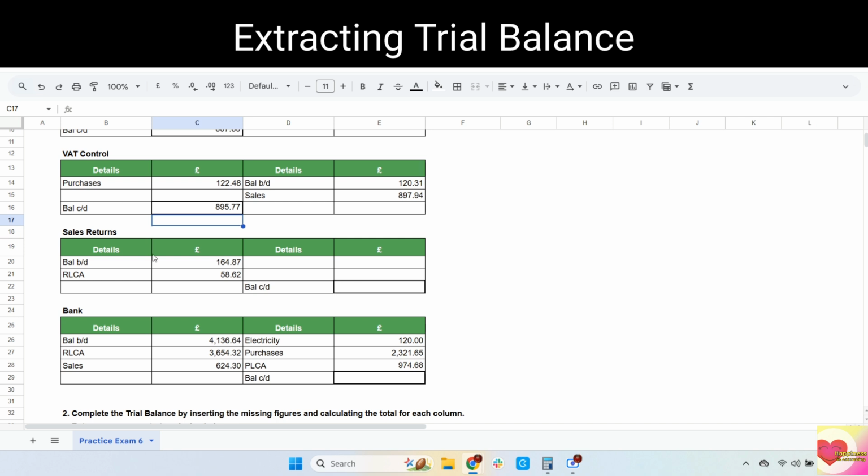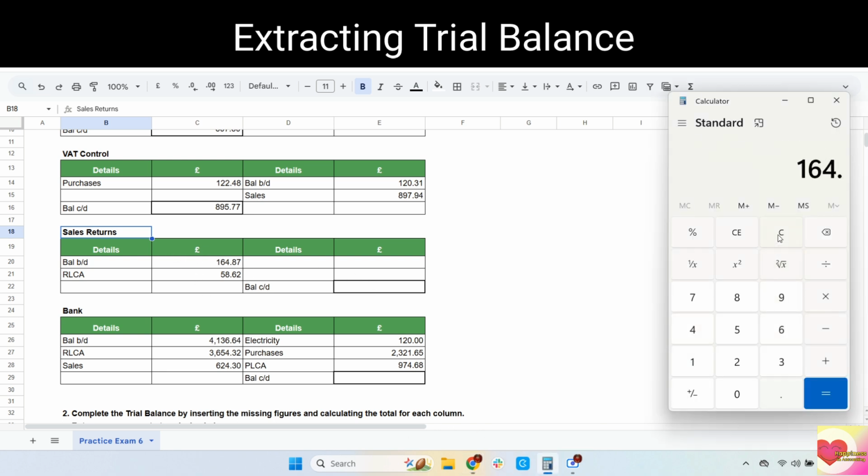Next, let's go to sales returns. Our credit side has nothing in it, so we will just total our debit, which is 223.49, and this should be our balance carried down.